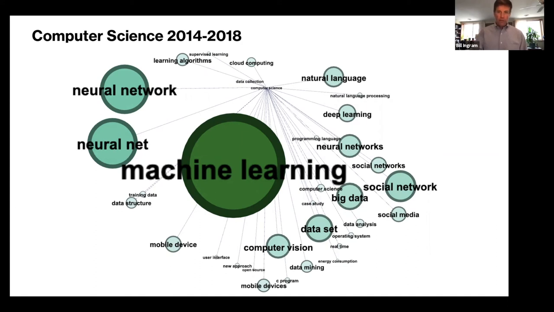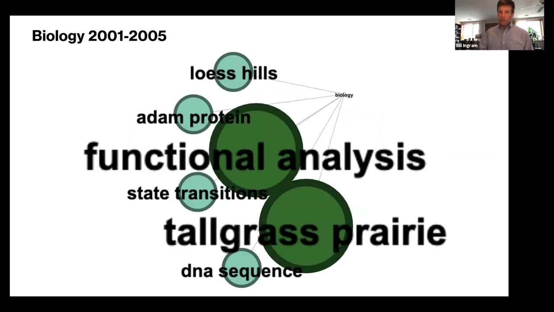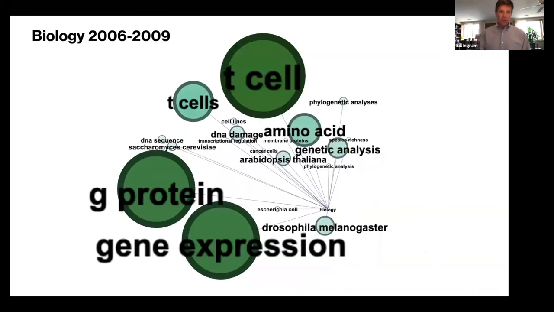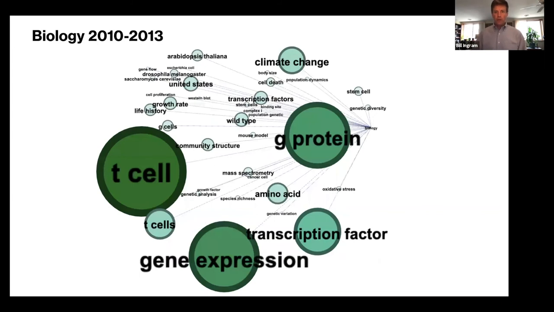Okay, so that's computer science. I wanted to do the same thing with bio. This is particularly sort of funny to me that these first few years, there isn't as much data, so the topics aren't emerging in the same way as they do later, but it seems that the biologists were interested in prairie grass for the most part, until now you're starting to see more of what I expected with T cells, with gene expression, genetic analysis. A lot of these words I don't even know how to pronounce, I assume that these are genes that they are studying.